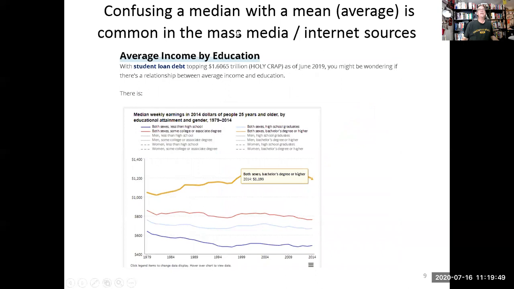Here's an example of confusing a median with a mean. I was just looking for some information, charts for average income by education. You see that term average, okay? And it's related to student loan debt. Well, he was thinking about student loan debt and that it's 1.6 trillion at the time he wrote. And this is not a formal scientific paper because you don't see expressions like holy crap much in the peer-reviewed journals.